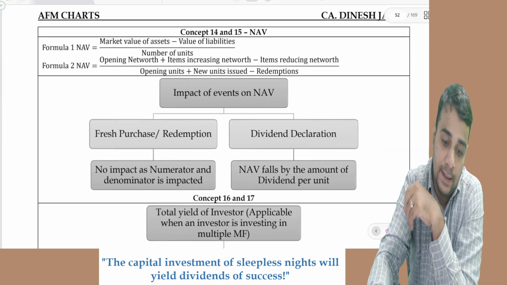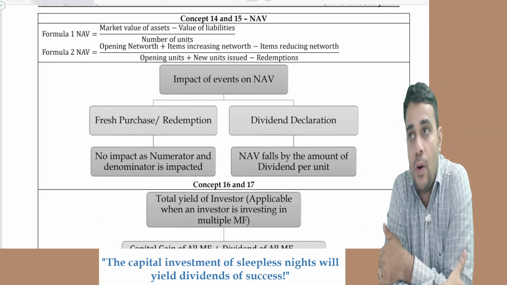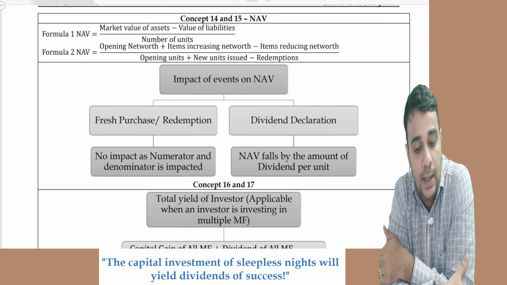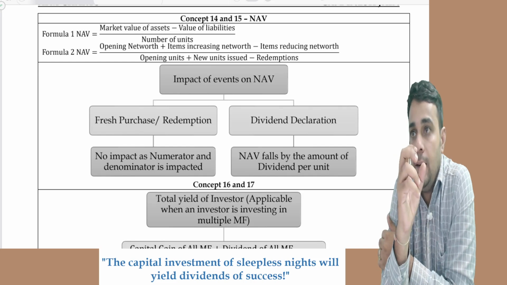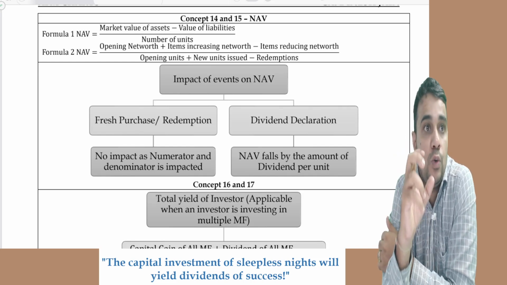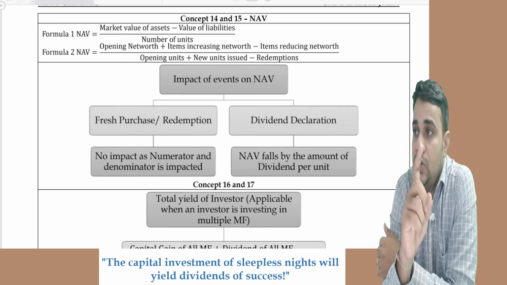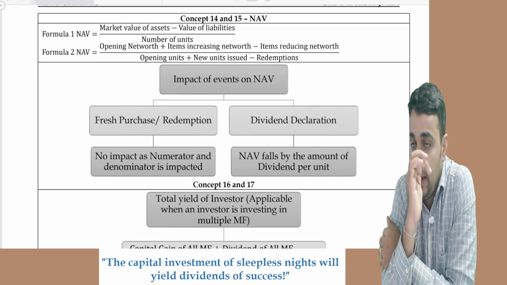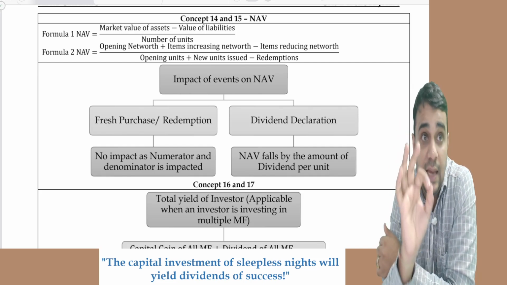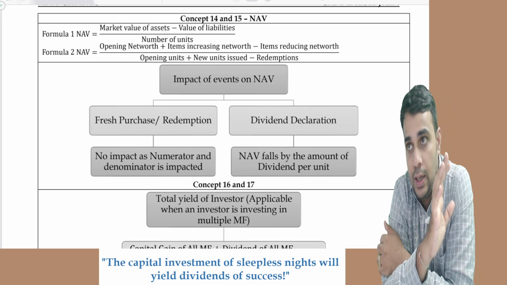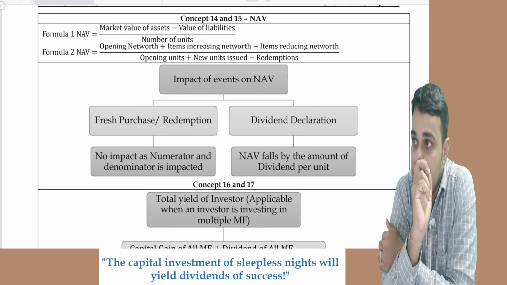Second thing is the impact of events on NAV. Some events will happen, and because of which, what will happen to the NAV of the mutual fund? First event is there is some purchase or redemption. If this happens, NAV per unit does not change.